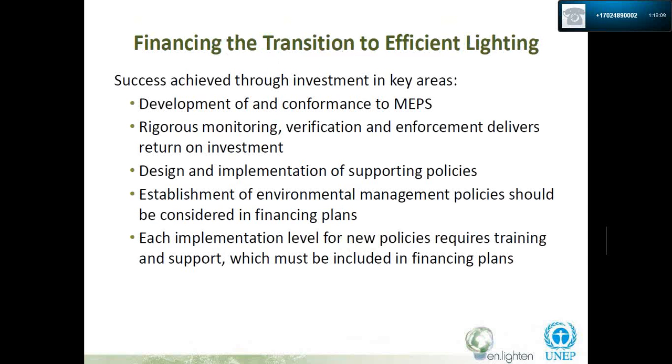With investment, there are several things to take a look at very closely. Of course, if you have minimum energy performance standards, you want to make sure that the marketplace is able to finance this shift from inefficient to efficient products. You need to have a very strong monitoring, verification, and enforcement because this will deliver your return on investment. Your design and implementation of supporting policies needs to be coordinated both in time and in investment terms so that it is part of the overall finance plan.